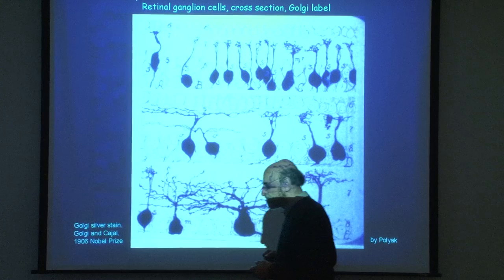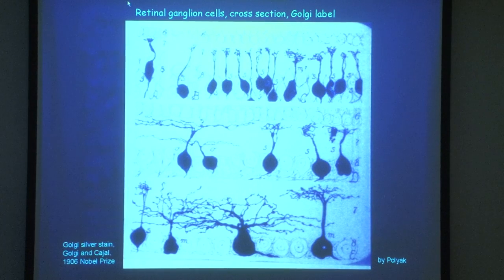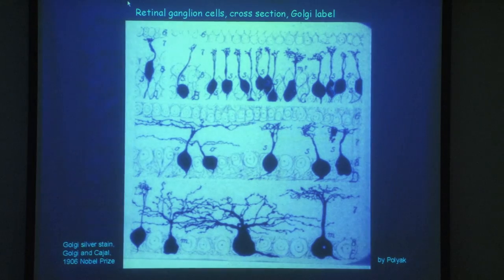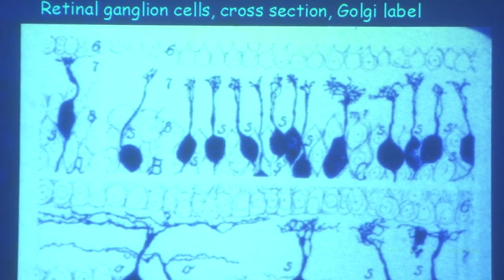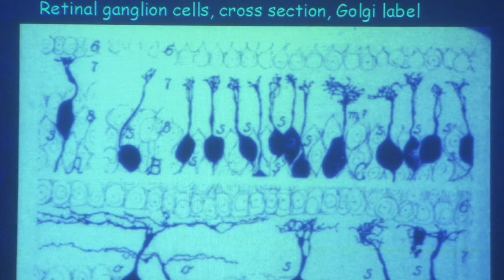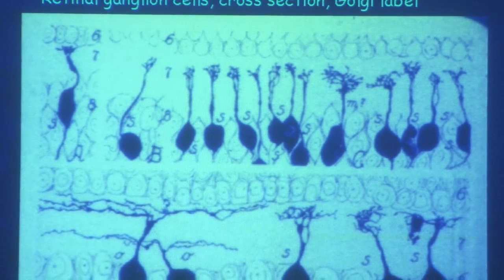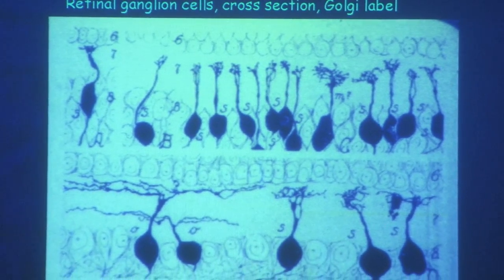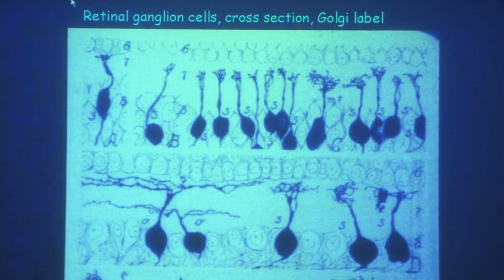Here is a set of pictures created by a wonderful scientist called Polyak, showing you different classes, if you will, of retinal ganglion cells. The top row here have been named midget cells because of their small size and small dendritic arbors, okay? Whereas these ones below, some of them at least, are much, much bigger and have much larger dendritic arbors, as you can see here, and have been called parasol cells. And why they've been called parasol cells, I'll explain to you in just a minute.